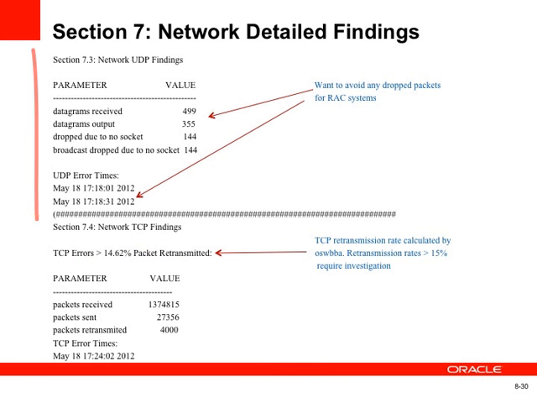Section 7.3 lists UDP protocol errors. UDP errors are especially important for those customers who are running RAC, as this is the protocol used for RAC. It is important to avoid any dropped packets in UDP.